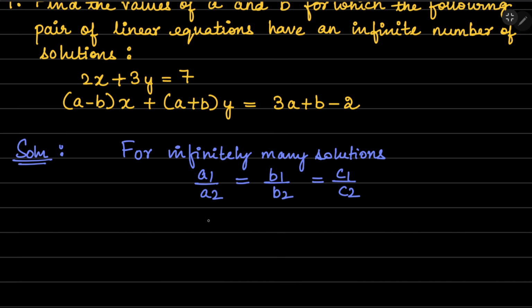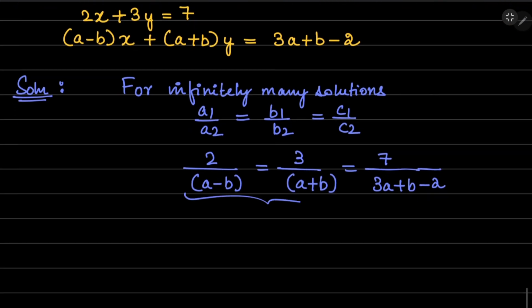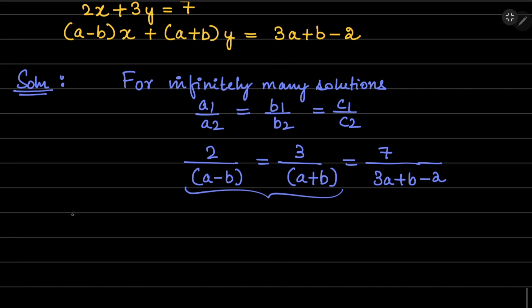What is A1? The coefficient of x in the first. So 2 divided by A2, which is a minus b, should be equal to 3 divided by a plus b, and that should be equal to 7 divided by, right, all of the three terms, that is 3a plus b minus 2. Okay. So from the first two ratios, when you combine and cross multiply, what do you get? 2 multiplied by a plus b, just cross multiply. So 2 into a plus b is equal to 3 into a minus b.